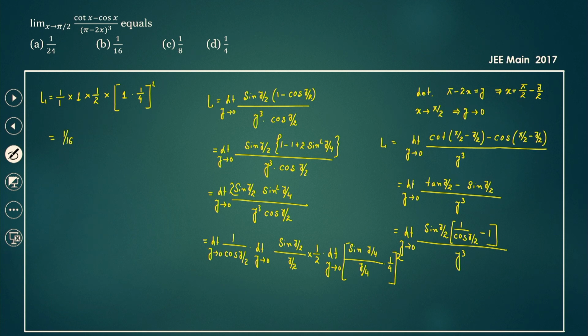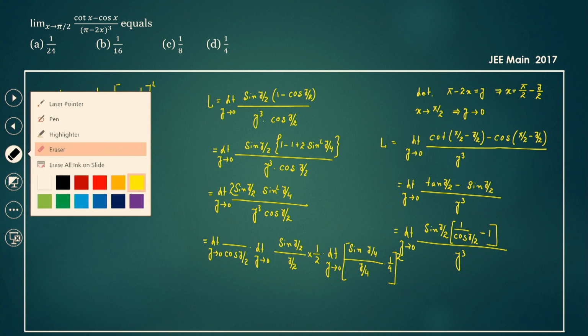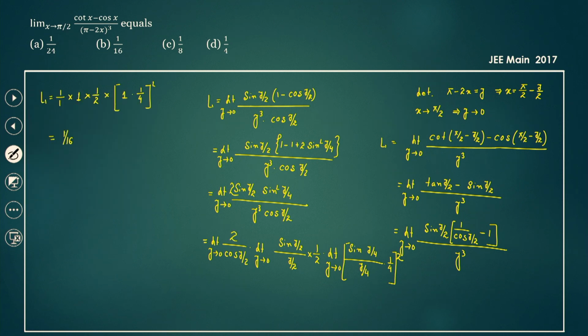Here I just made a small mistake. I missed this 2 in this line, so I forgot to write that 2. So it will be 2 here, and then I write 2 here, and then we'll obviously get the answer. Okay, so that's the problem.